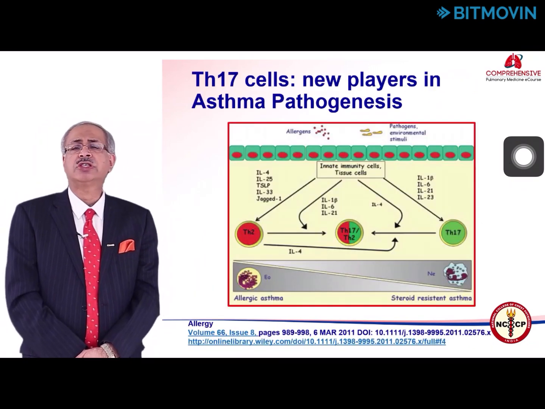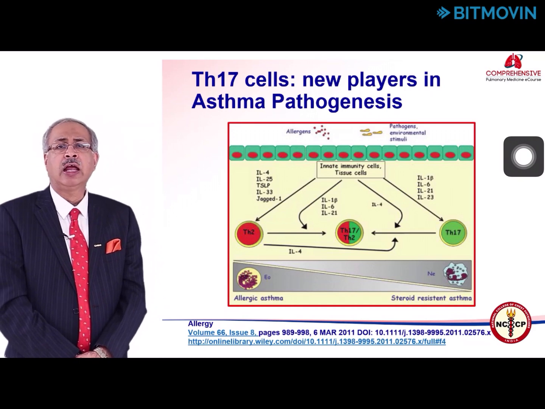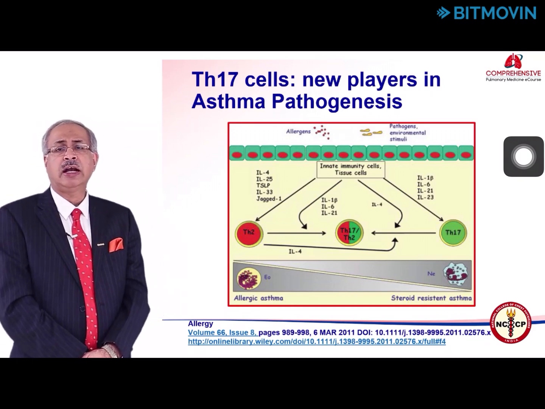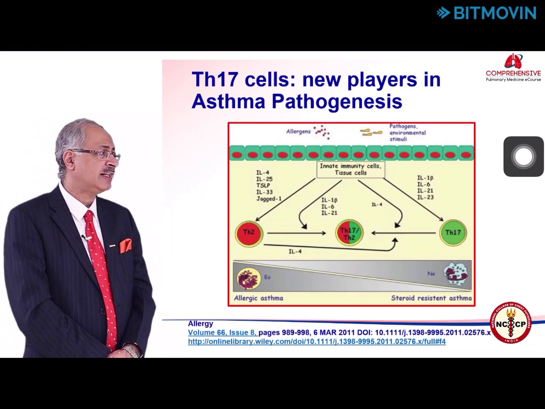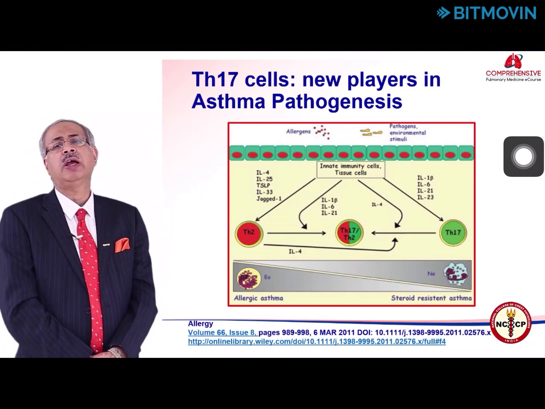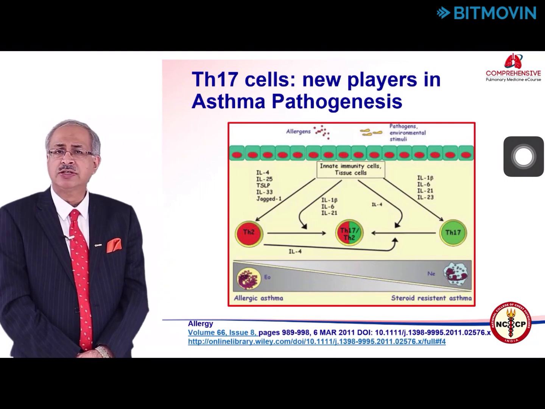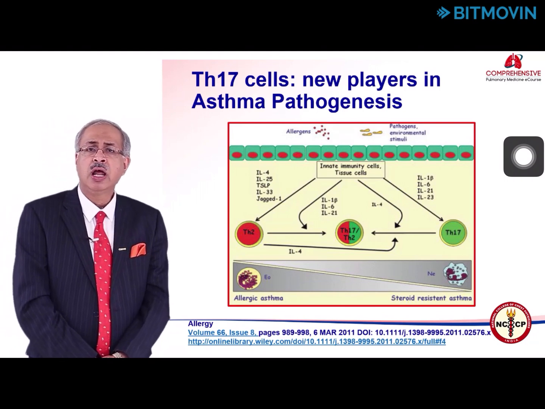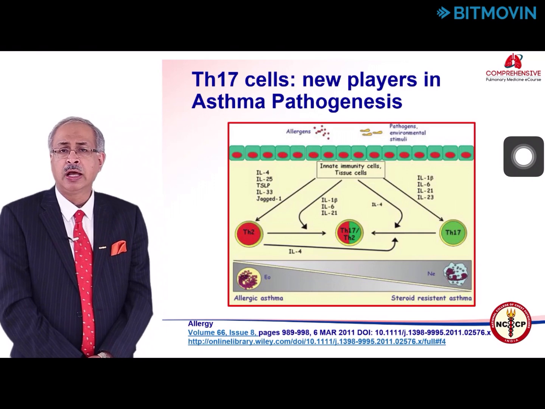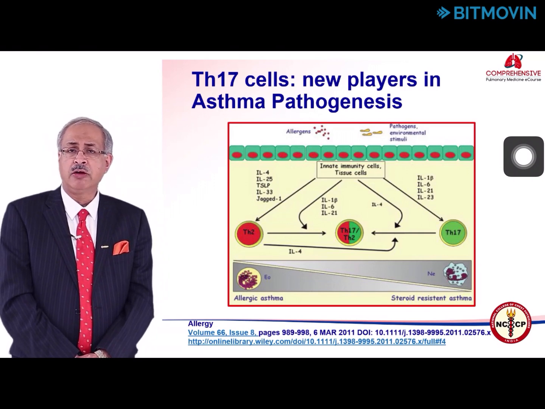Another interesting thing which has come up, and which is defining a certain variability, is the identification of Th17 cells. This is again a new player which has come up in asthma pathogenesis, and you see it in those cases which are relatively steroid resistant and where we find dominant neutrophilic airway inflammation or airway response.